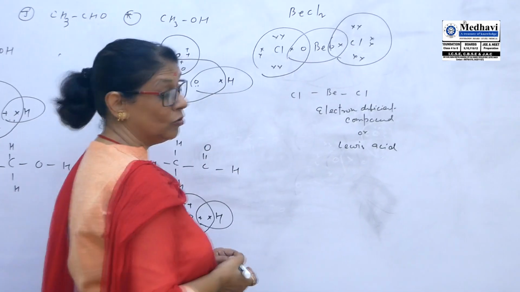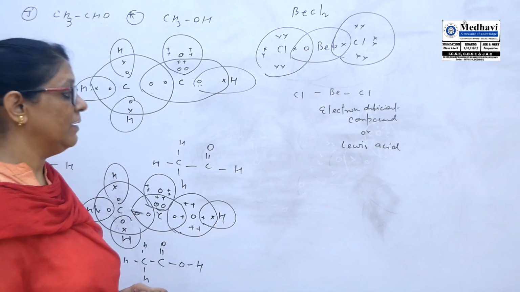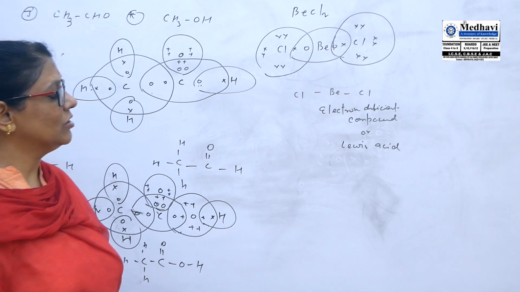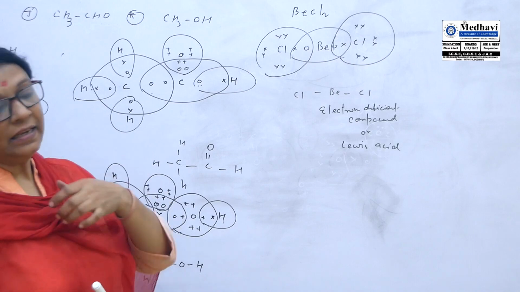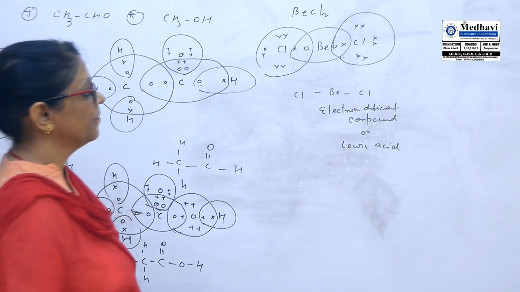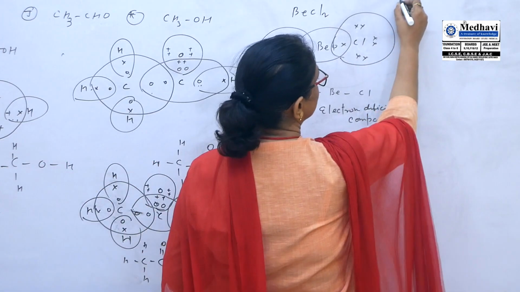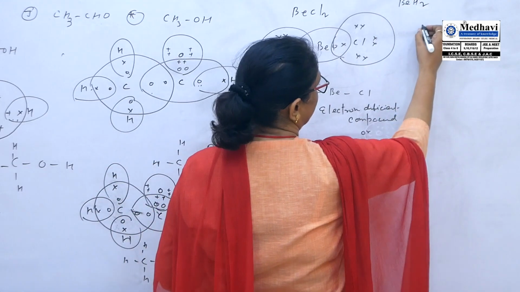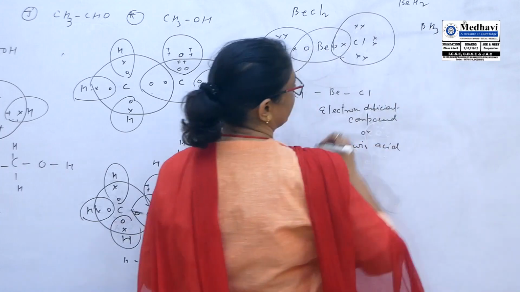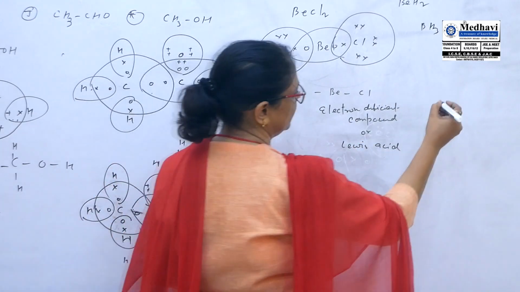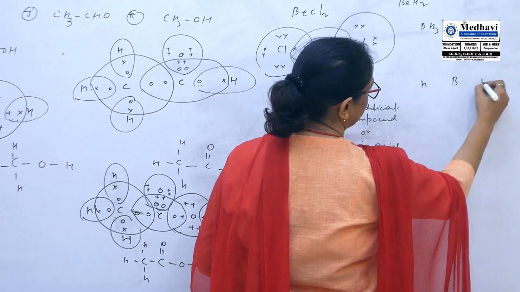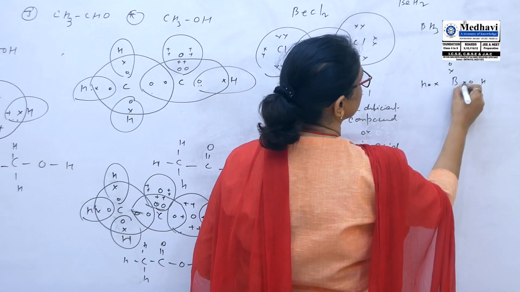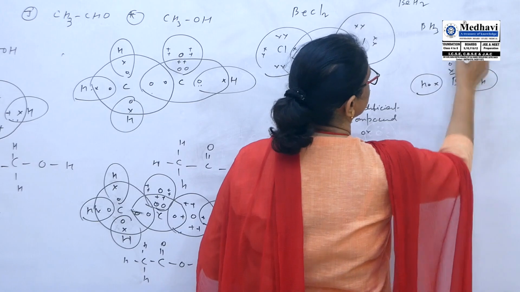When I teach equilibrium part 2, at that time I will explain what is Lewis acid, Lewis base. But here BeCl2 or all electron deficient compounds are taken in the category of Lewis acid. In the same way, BeH2, we draw dot structure of BeH2. Then BH3, it is also an electron deficient compound. BH3, boron has 3 electrons only. Hydrogen has sharing of 3 electrons. So it is also an electron deficient compound.